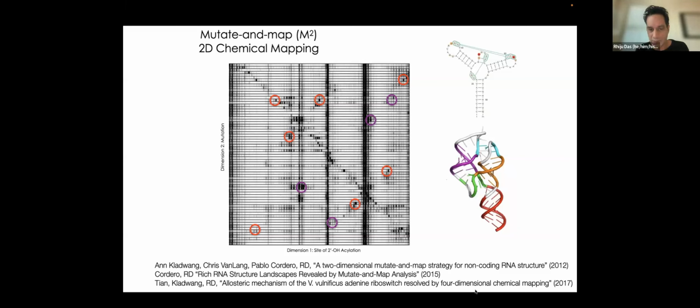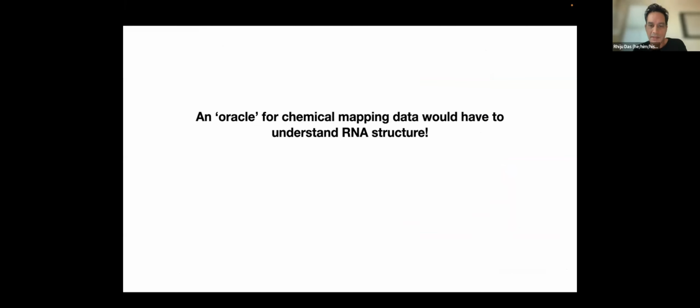Now, I'm not going to go into detail there. The key point that I want to make is that you had something, in this case an experiment, but suppose you had a computational oracle that could give you back chemical mapping data. It would have to understand a lot about RNA structure. Okay, so that's the key point. If you can feed something a sequence and get back the chemical mapping pattern, and if it's perfectly accurate, it's got to understand a lot about RNA structure.